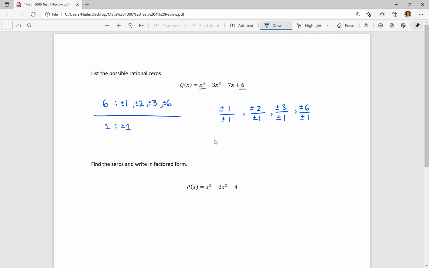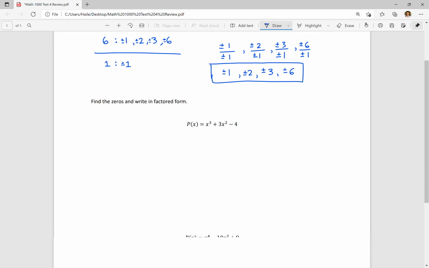So 1 divided by 1 is just 1, so our first possible zero is plus or minus 1. 2 divided by 1 is 2, so our second possible zero is plus or minus 2. Third, 3 divided by 1 gives us plus or minus 3. And then 6 divided by 1 gives us plus or minus 6. So our possible rational zeros are these 8 numbers. Keep in mind that these are just possible zeros. That doesn't mean that these are actually zeros, but these are all the ones we have to choose from.